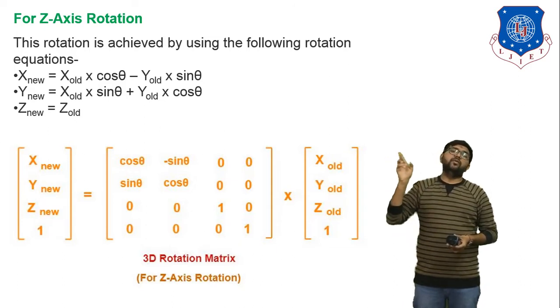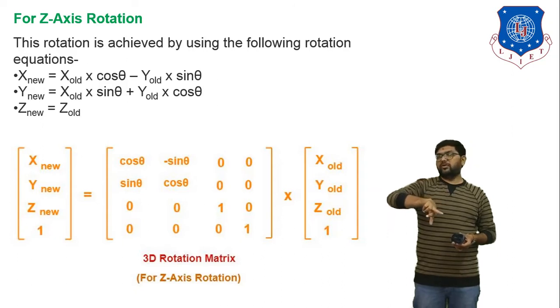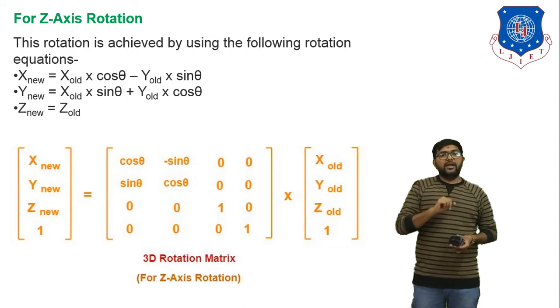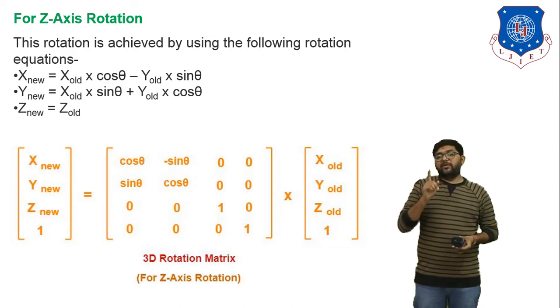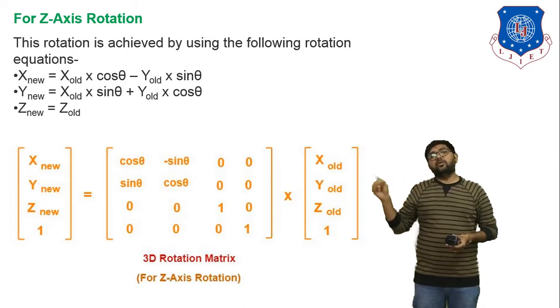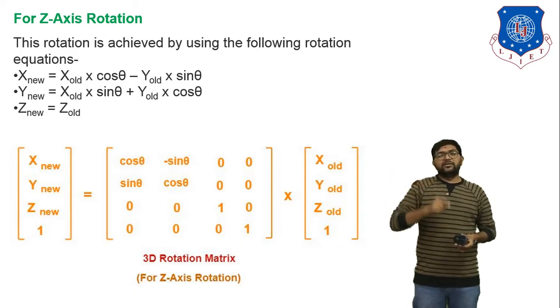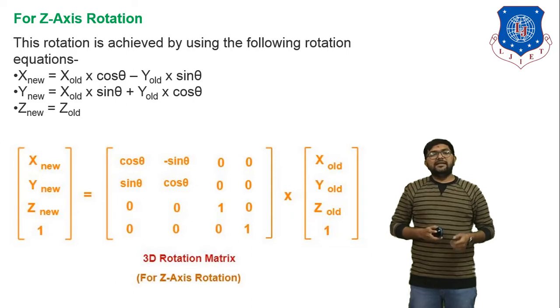If you want to find the equation of the clockwise rotation, then you just have to replace theta with minus theta. And you have to remember one thing: cos of minus theta is equal to cos theta, but sin of minus theta is equal to minus sin theta. So remember this. This is the z-axis rotation.